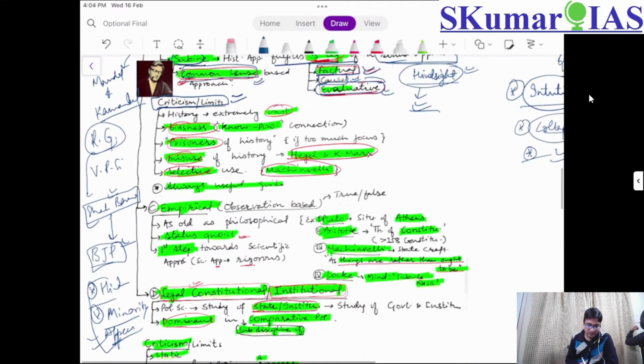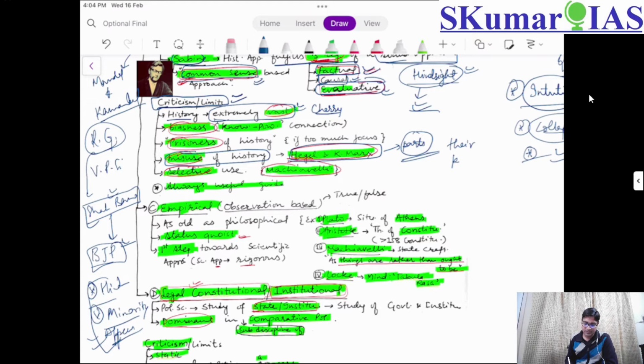The first thing is that history is extremely vast. You can just cherry pick the version which suits you, as done by Hegel and Karl Marx. Misuse of history: they will take the parts of history which are suitable for their particular theory, and that's not a very wise thing to do. So that is one limitation of the historical approach.